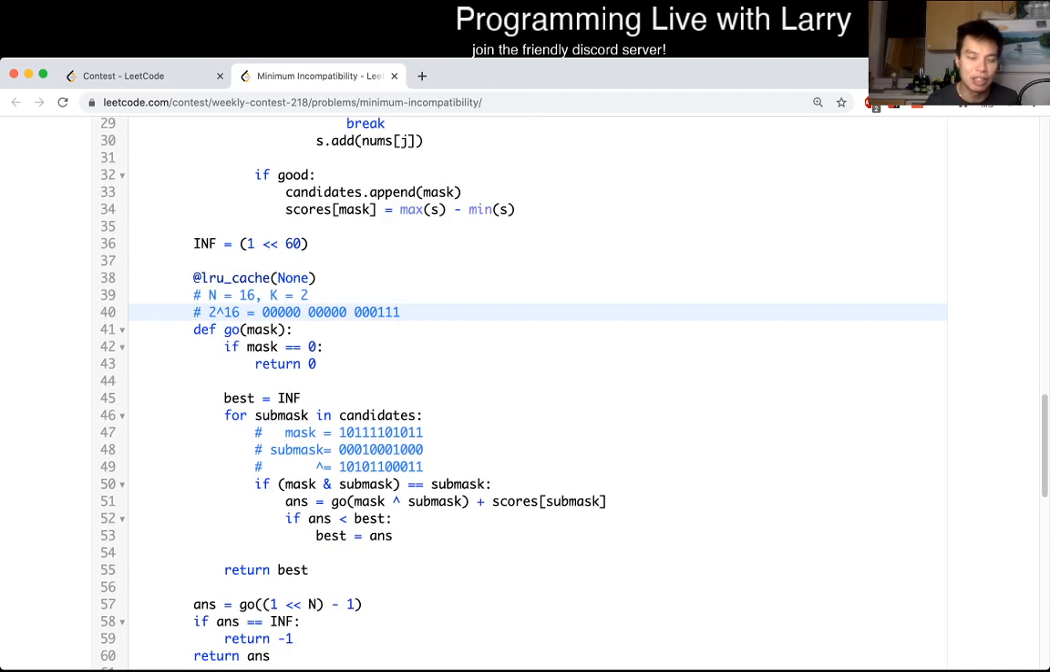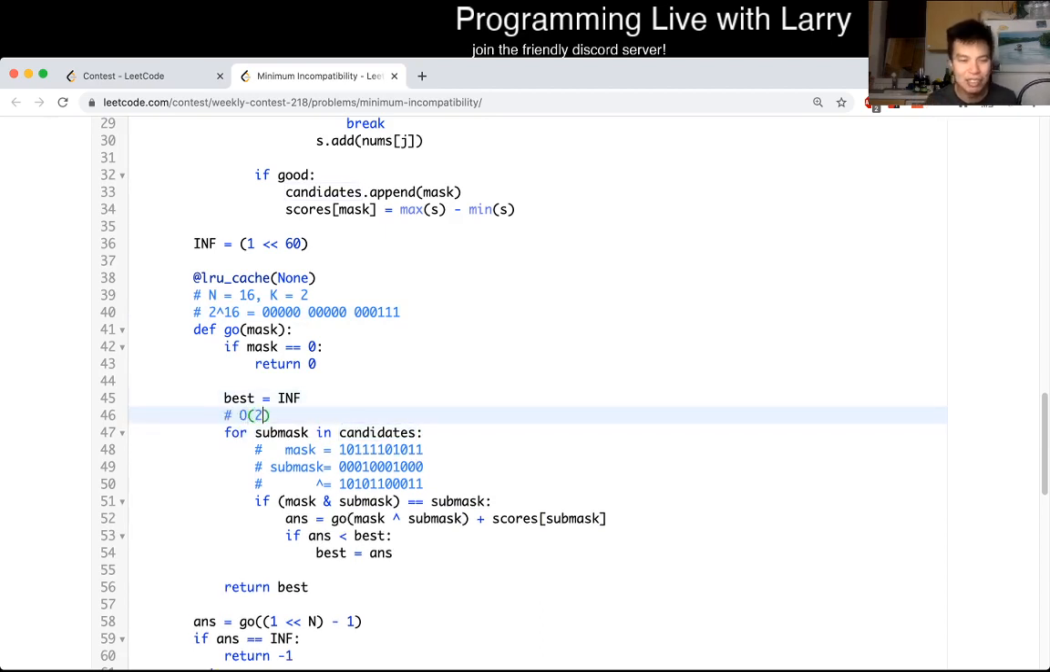And also on the other side, the submask and the candidates. Candidates actually is not O of 2 to the n. I mean, kind of, but it's actually n choose k, and n choose k is roughly n to the k. I know it's technically min of k and n minus k. Okay, fine, something like that.